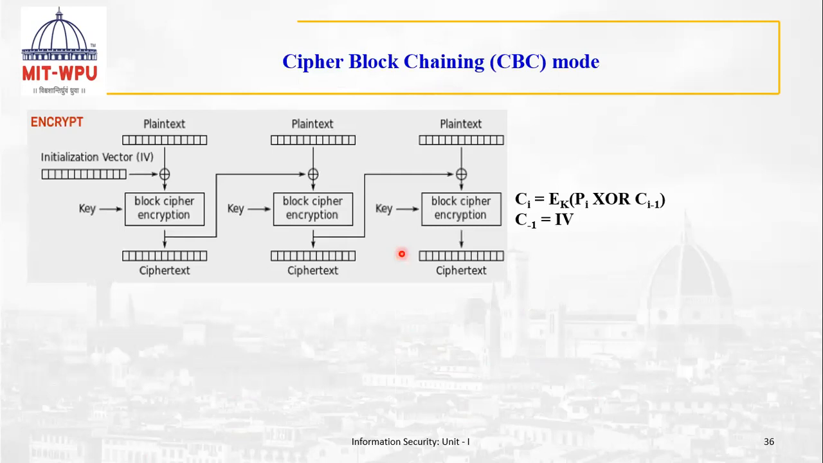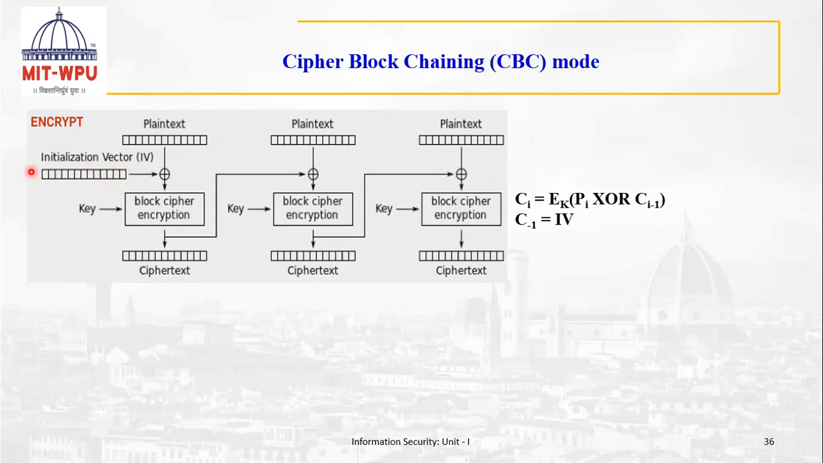Then comes the cipher block chaining, so the problem of ECB is solved over here. What happens here is we are using the same key at all times. We are also using the same encryption algorithm at all times for all the blocks. But there is one change we are making at the time of plain text. We are using an initialization vector, that is, IV.